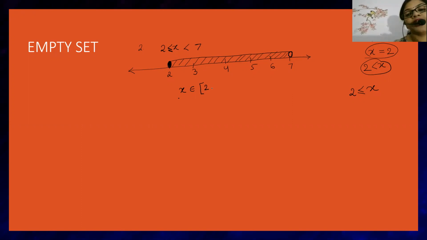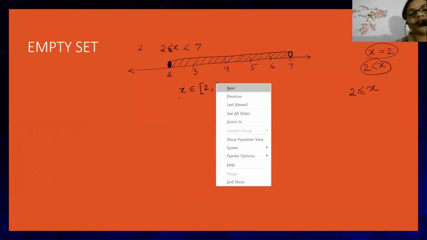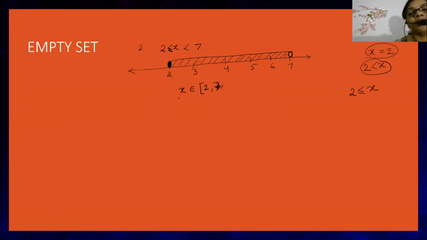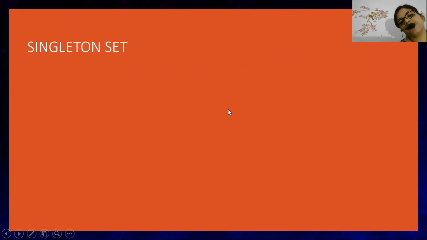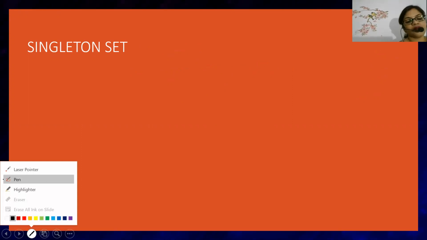2 can be included. 3 can be included. 4 can be included. 5, 6. But 7 is exactly out of range. So since 7 is exactly out of range, we can directly write it can go 2 to 7, but 7 will not be included. So what symbol for 7 we will write? We will write open interval for 7. I hope my children understood what you are going to write there.